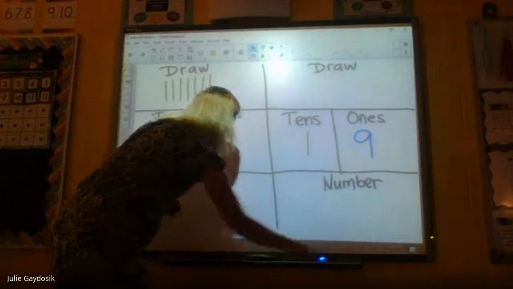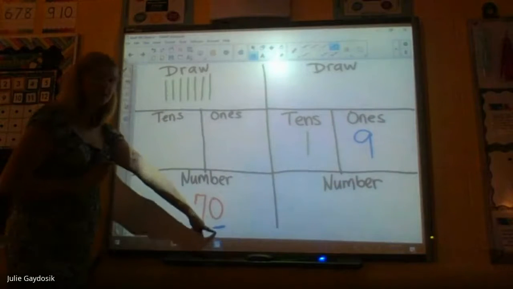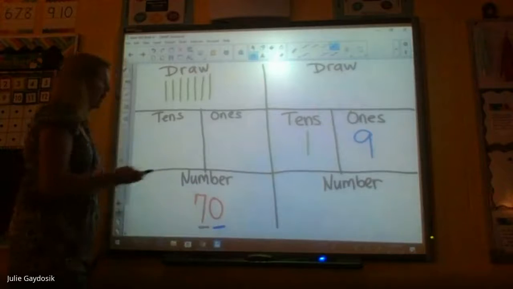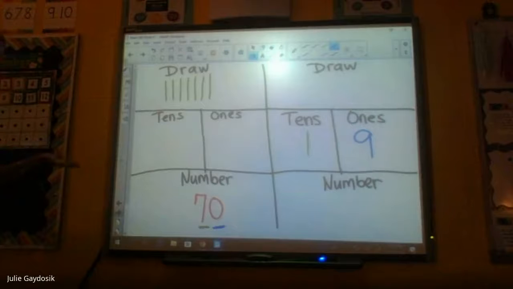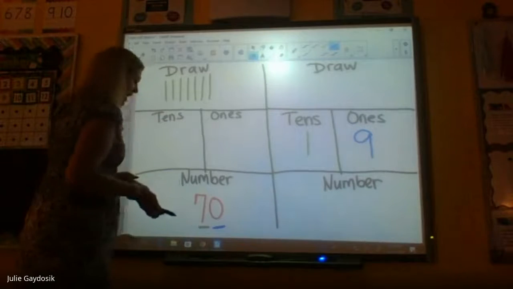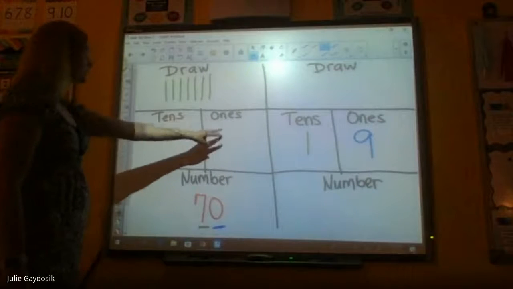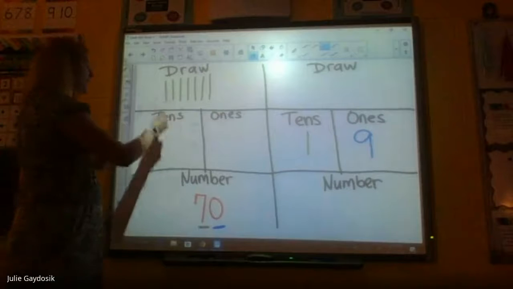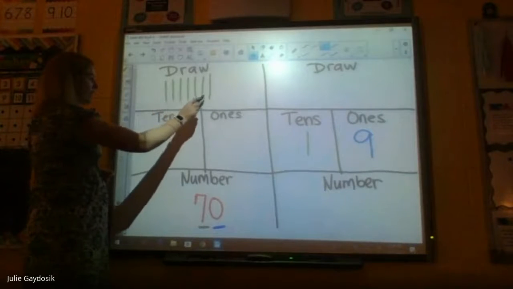Now, let's look at the ones place. If you're looking at the ones place, it's a 0. How many ones do I need to draw? Can you draw 0 ones? No, you can't, so you don't draw anything. Okay? Now, we're going to look at our 10s and 1s. We're going to count how many 10s there are. 1, 2, 3, 4, 5, 6, 7.